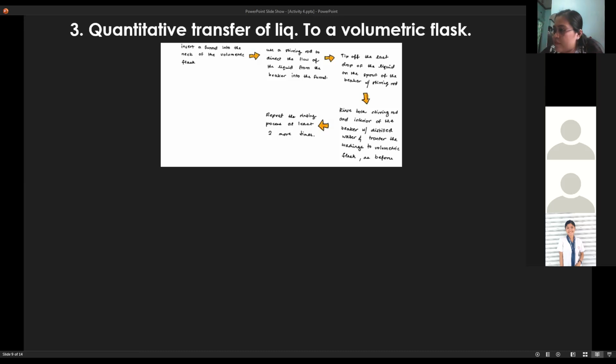So for the third, quantitative transfer of liquid to the volumetric flask. First, insert the funnel into the neck of the volumetric flask. Second, use a stirring rod to direct the flow of the liquid from the beaker into the funnel. Third, tip off the last drop of the liquid on the spout of the beaker with the stirring rod. Fourth, rinse the stirring rod and interior of the beaker with distilled water and transfer the washings to the volumetric flask as before. Then last, repeat the rinsing process at least 2 more times.